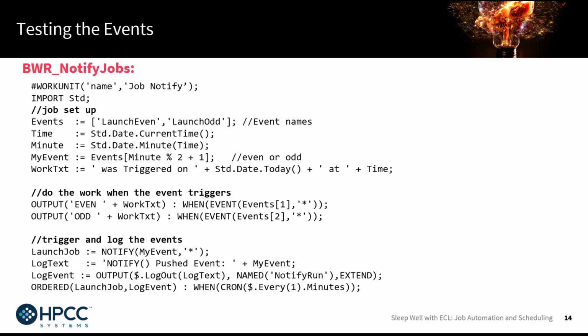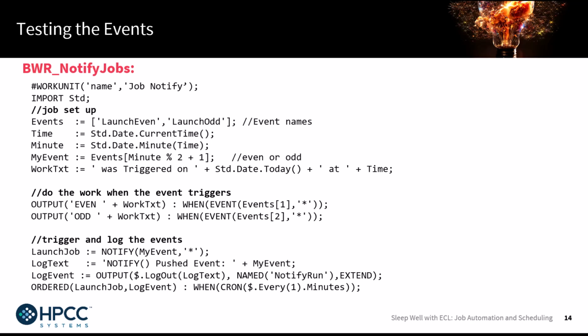The launch job definition defines the notify action that fires the event defined in the myEvent definition. Its second parameter is just an asterisk to indicate there's no further information with the event. And since this action has a definition name called launch job, it is not a direct action like the first two output actions that we were looking at. It will only be executed when its definition name is called by the ordered action.